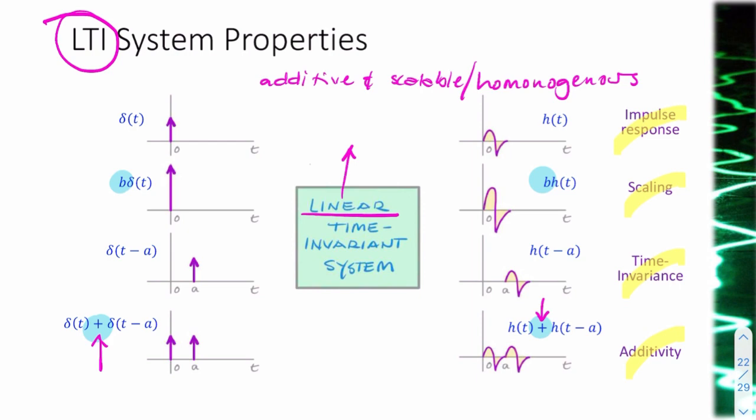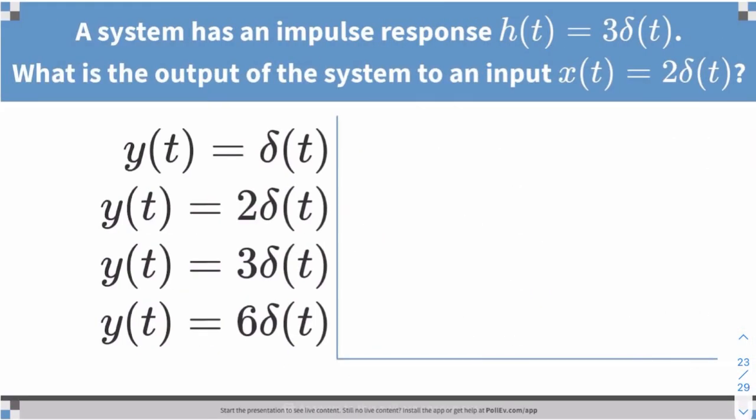Now just a couple more things and we'll have finished this lecture. This is just a quick example. We're told that a system has an impulse response of 3 times delta t. That's the impulse response. The question is, what would the output be if the input was 2 times delta t?